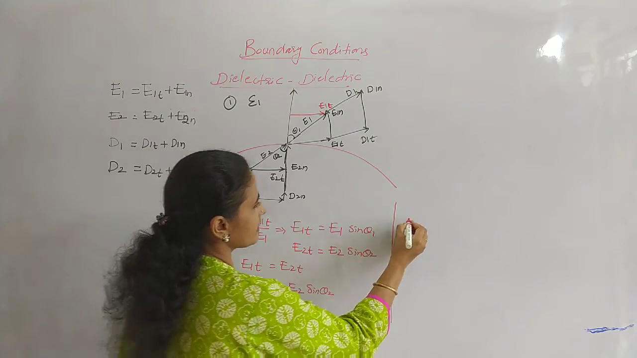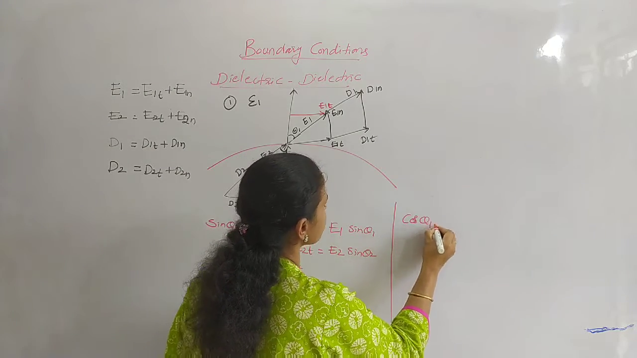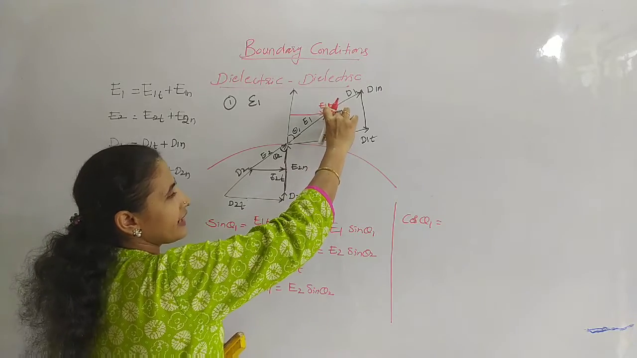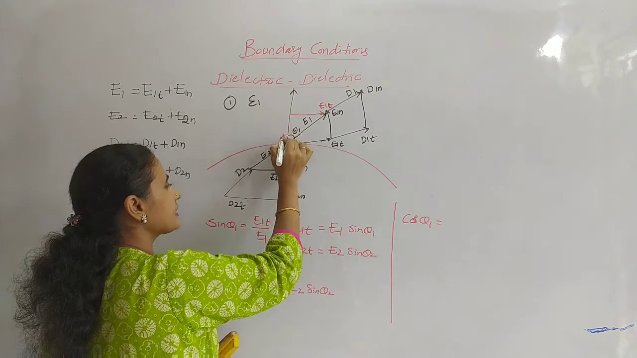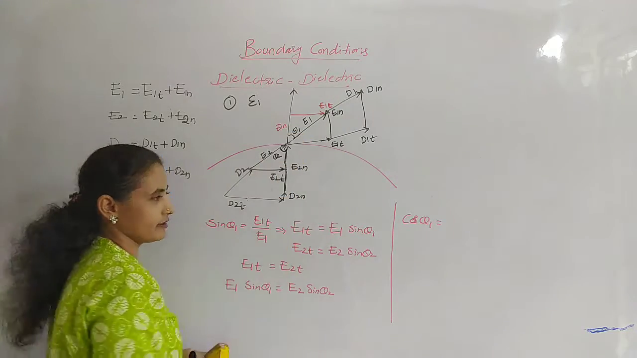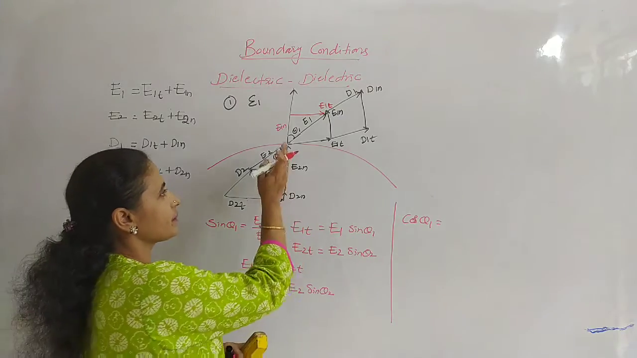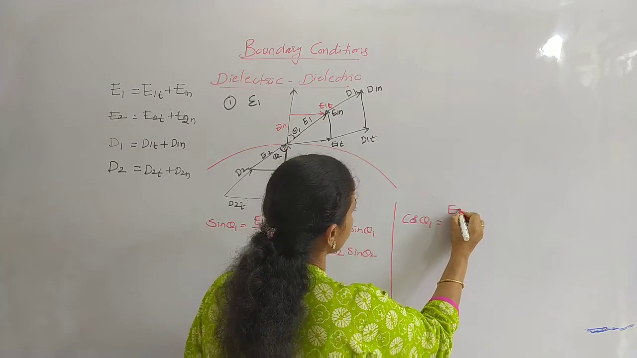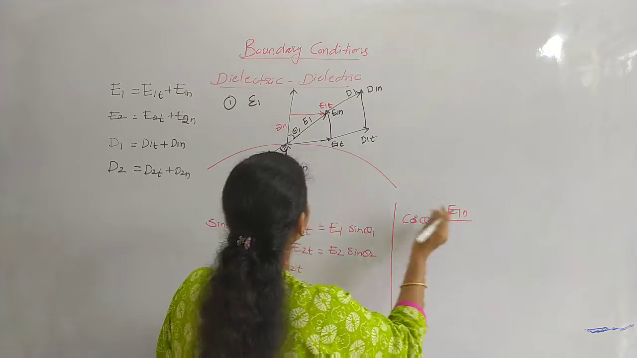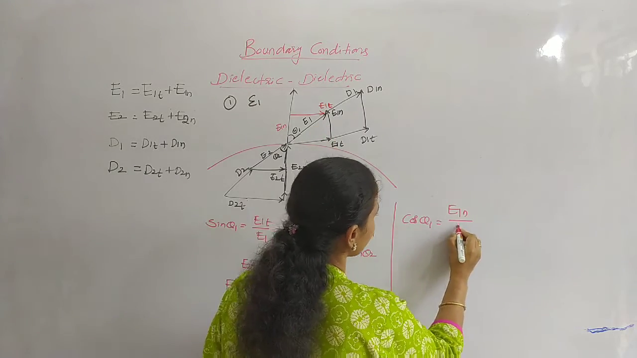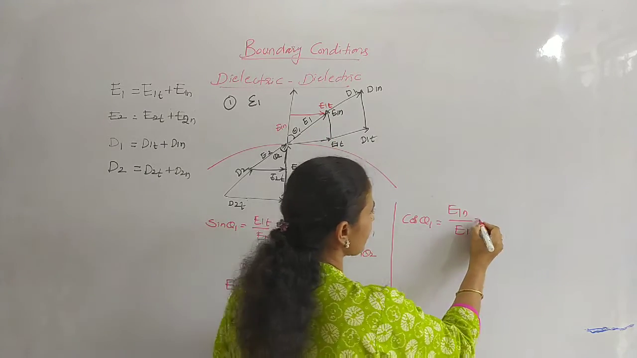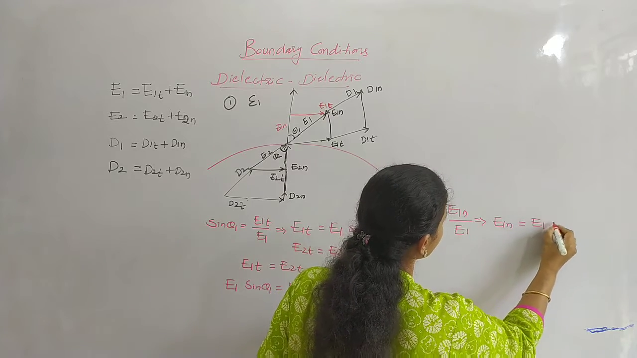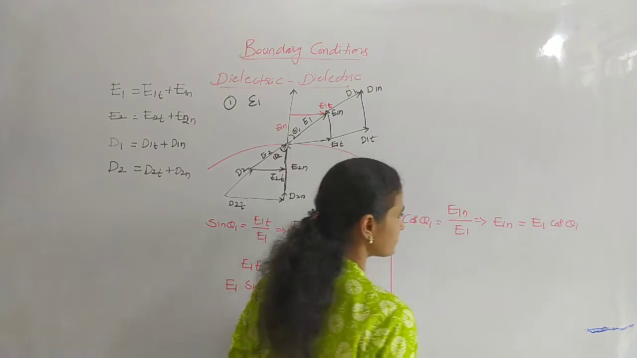So what is cos theta? Cos theta 1 is given by the normal component. If this is E1n, meaning the normal component, and this is also E1n, then cos theta 1 is given by adjacent side by hypotenuse. Adjacent side is E1n, and hypotenuse is E1. From this, the normal component E1n is equal to E1 cos theta 1.